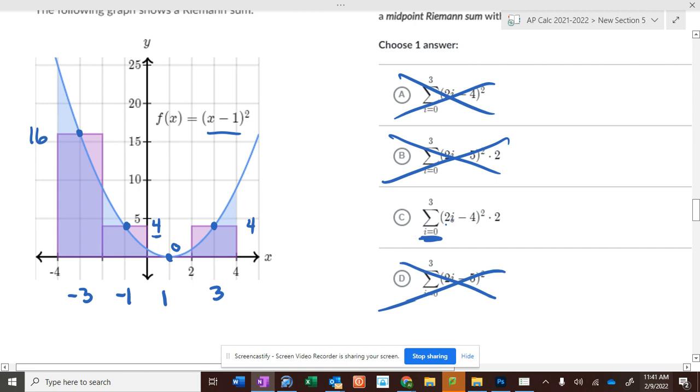Oh, and then if you put in a 2, I'm getting it now. 2 times 2 is 4, 4 minus 4 is 0, 0 squared is 0. That's a height of 0. If you put in a 3, you get 6 minus 4, which is 2. 2 squared is 4.